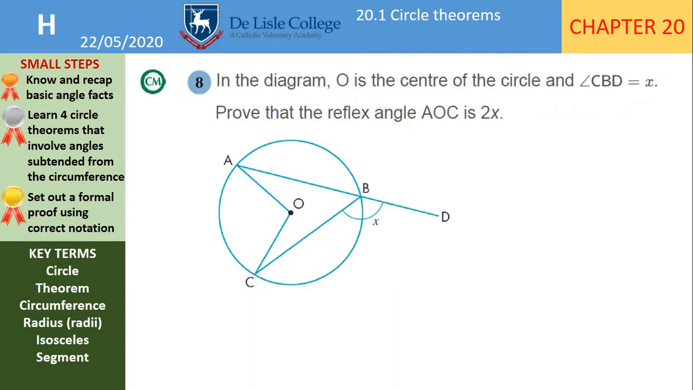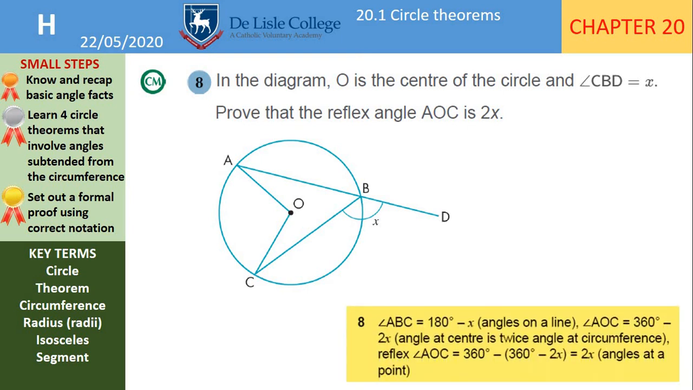Question 8, a bit more complicated. It's a proof question, so we're going to be doing this in terms of X. So what we've got is that if we know this is X, this is going to be 180 minus X. The angle at the centre is double that, so 360 take away 2X. Or the reflex angle then, we're going to have to subtract from 360, and that gives us 2X.